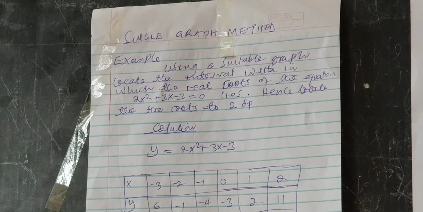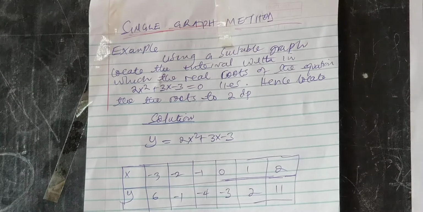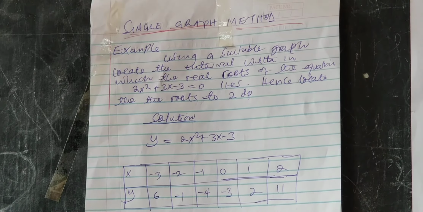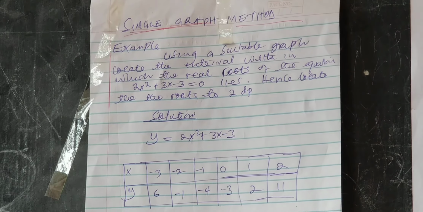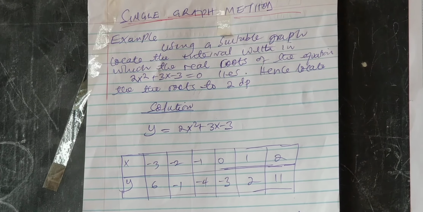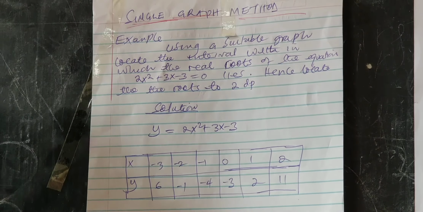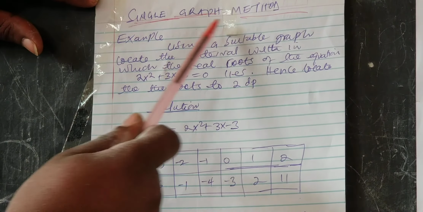So we can use this example here using the single graph method. In the single graph method, you are using only one graph to locate the interval where the equation lies, and also where the actual root of the equation lies. Now we are looking at the single graph method.